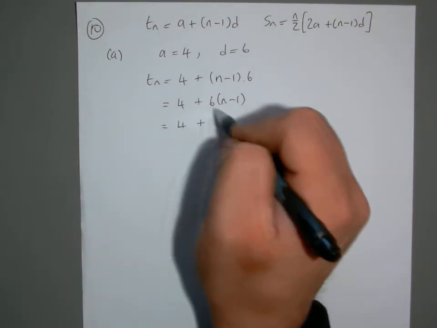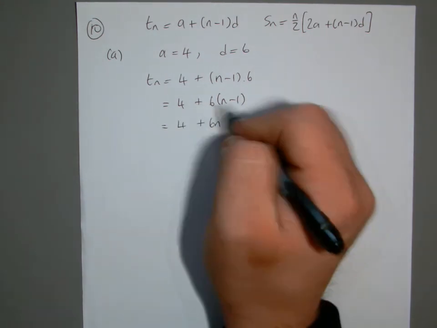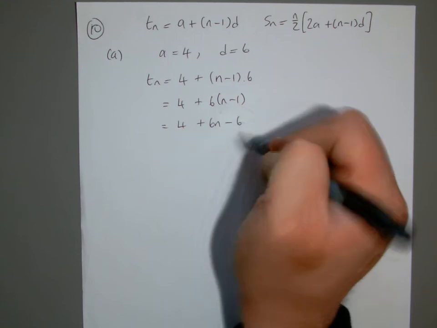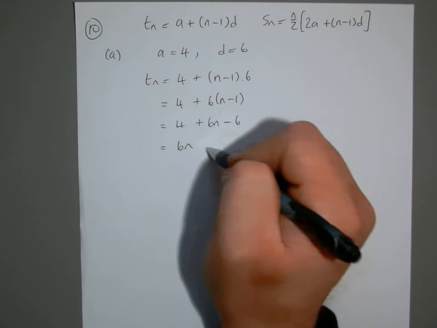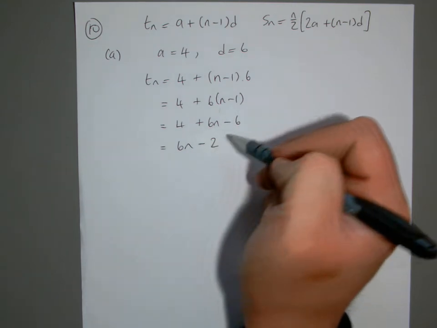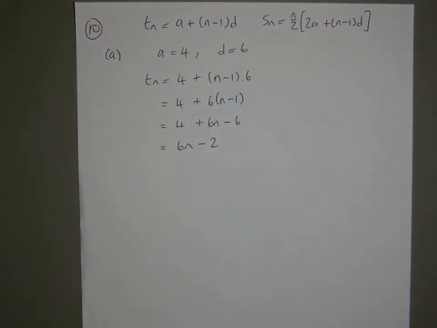Okay, expand the bracket, so 6 times n is 6n, 6 times negative 1 is minus 6, so you end up having 6n, 4 take away 6 is minus 2. Okay, so there's the nth term there.